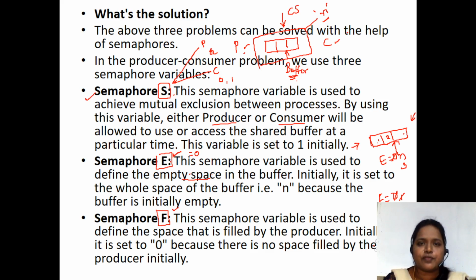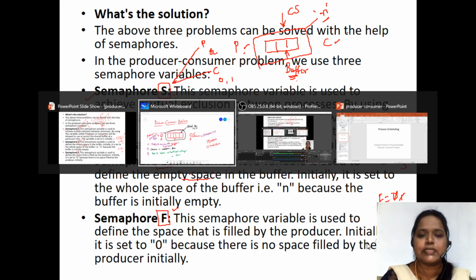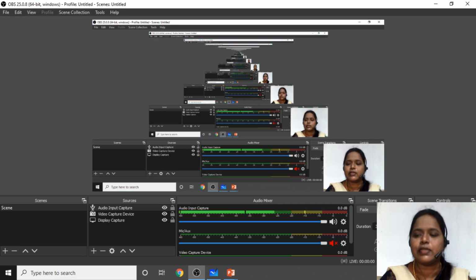When it comes to full, if all the data items are there in the buffer, then full equals 3, 4, 5, whatever the count is. If no data is there in the buffer, full is initialized with 0. So these are the 3 things you have to remember. This is the basic introduction to using semaphores.